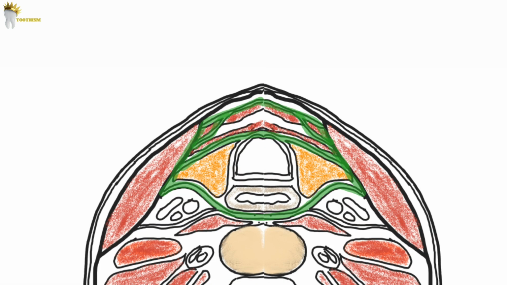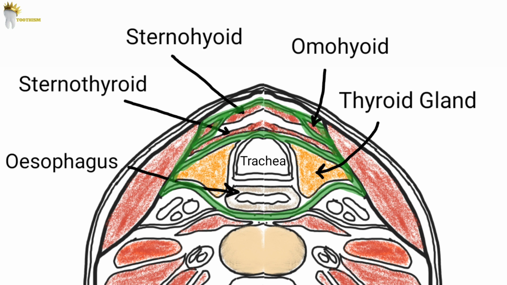Now, as the name suggests, pretracheal layer surrounds the trachea, and it also surrounds the structures that surround the trachea, that is the thyroid gland, esophagus, and as we have seen, its superior extent is till the hyoid bone. So it surrounds the infrahyoid muscles, that is the sternothyroid, sternohyoid and omohyoid.